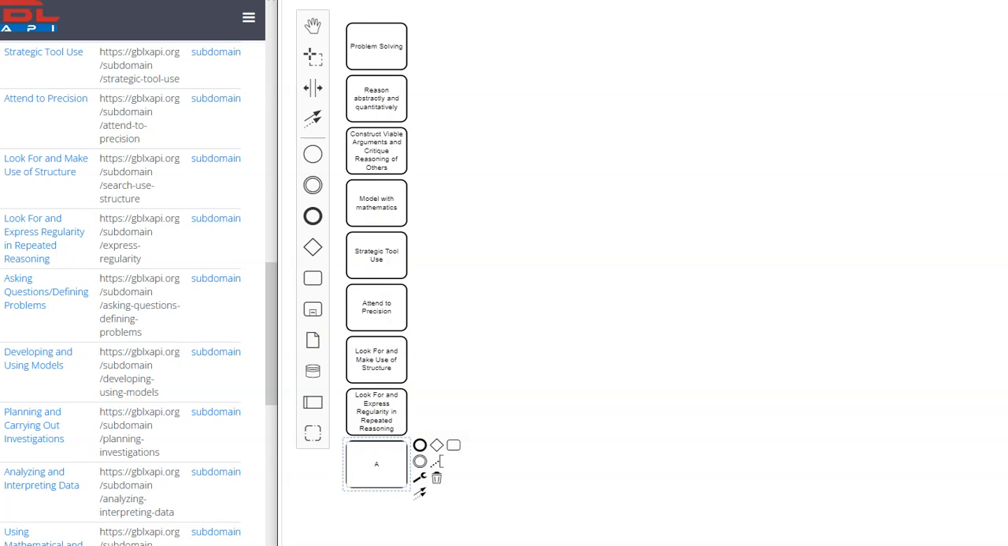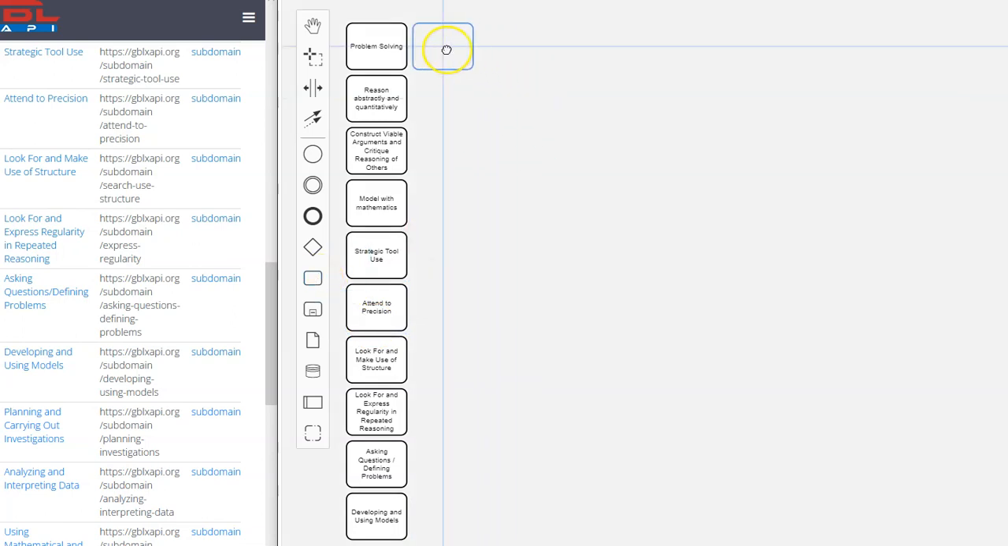Asking questions, defining problems. So you can start the problem solving process by simply asking the question and then define the problem. It'll eventually get solved, hopefully. Developing and using models. You can't use it unless you develop it. So develop it first, then you can use it.